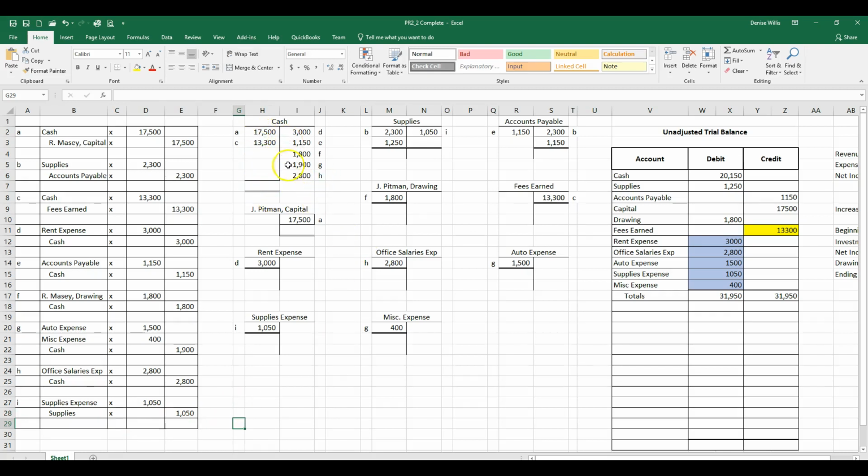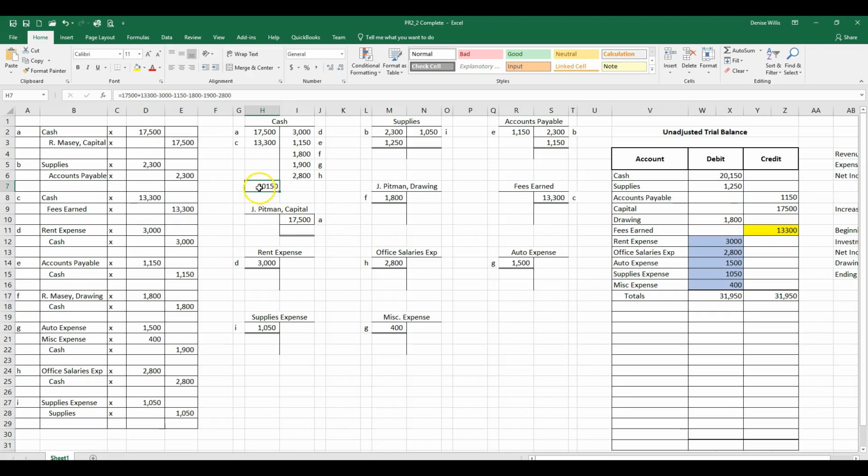Let me quickly get the balance for cash right here. Okay, I have to add all the debits up and subtract all of the credits. With Excel here, I'm going to type all this out so you can see it better. Okay, those are my 2 debits. Now I'm going to subtract all of the credits. Okay, that shows you the flow of the math. The sum of the debits minus the sum of the credits gives us this debit balance right here of $20,150.